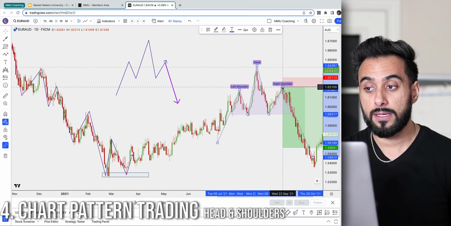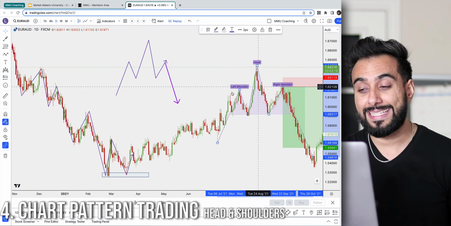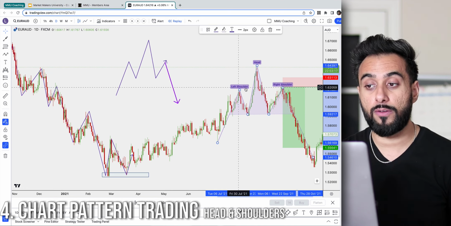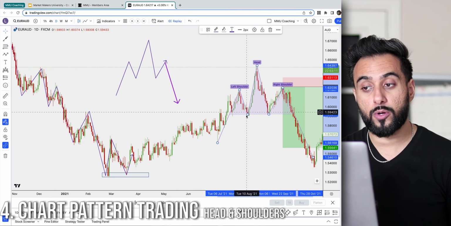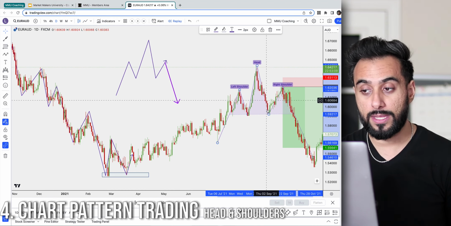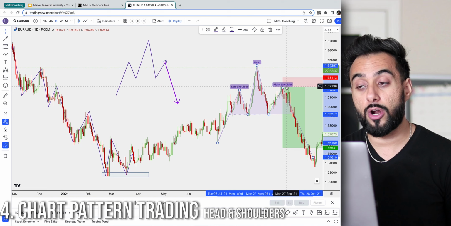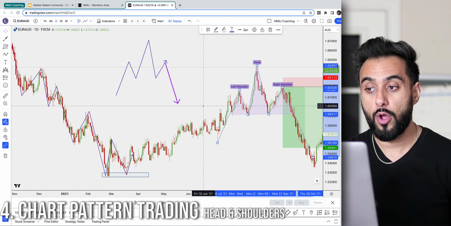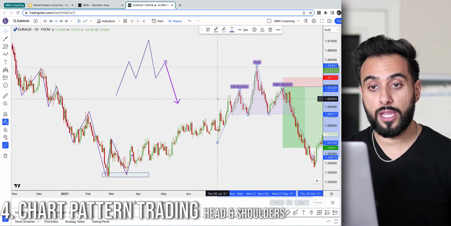And in this case, the right shoulder should ideally be at a point where it's roughly equivalent to the left shoulder. So this first hump creates what's called the left shoulder, then we create the head, then we create the right shoulder, and we enter our trade on the right shoulder. Hopefully this is crystal clear for you guys. I'll give you guys another example.